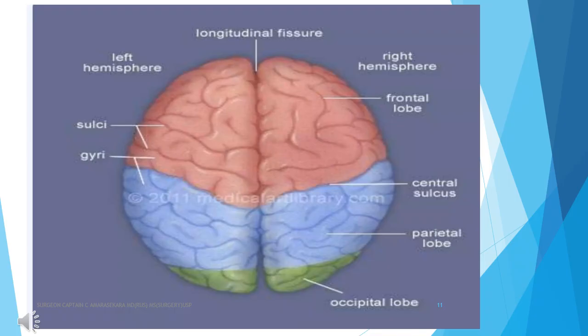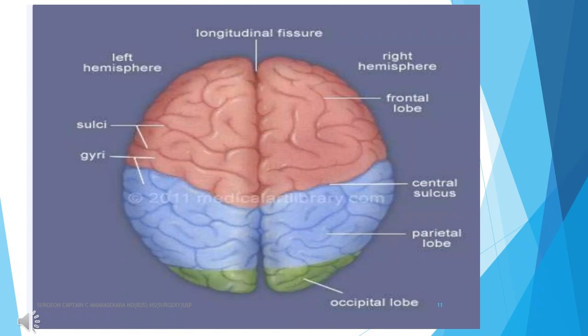The parietal lobe in blue integrates sensory input and spatial awareness. Right parietal lesions often cause contralateral neglect, while left-sided damage may impair calculation and writing. So we call it Gerstmann syndrome.